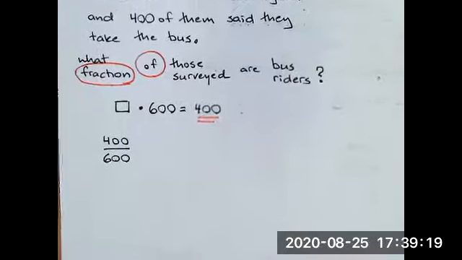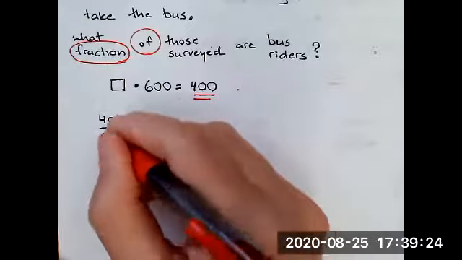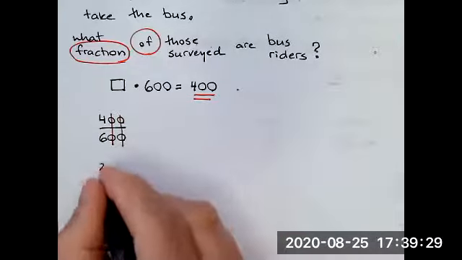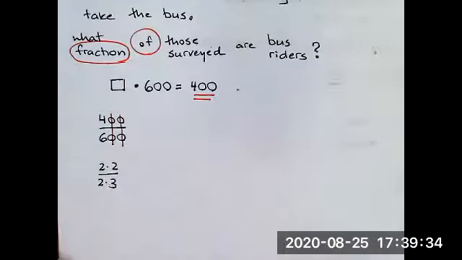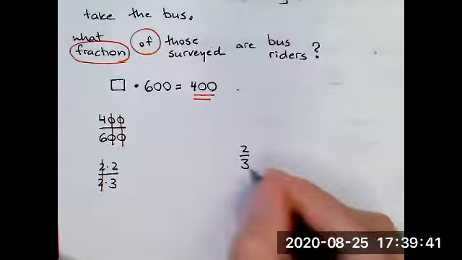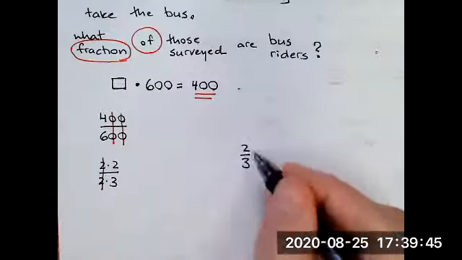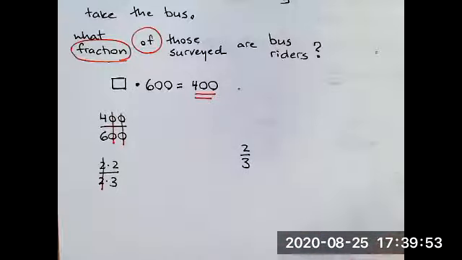And then you always reduce your answer. So we divide by 10, divide by 100. 4 is 2 times 2. 6 is 2 times 3. 2 over 2 equals 1. So 2/3 of those surveyed take the bus. Or another way to think of it is 2 out of every 3 students takes the bus. Let's try another one.